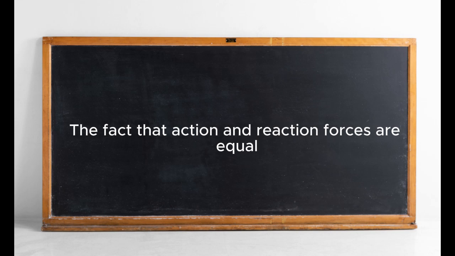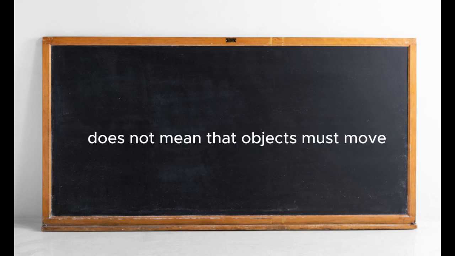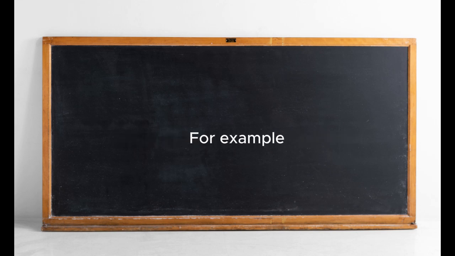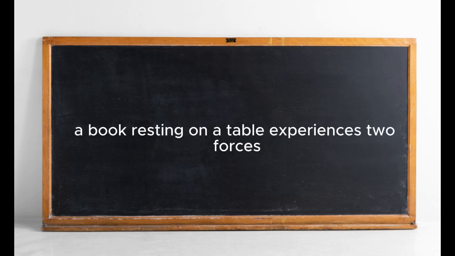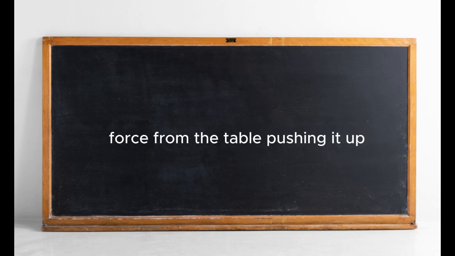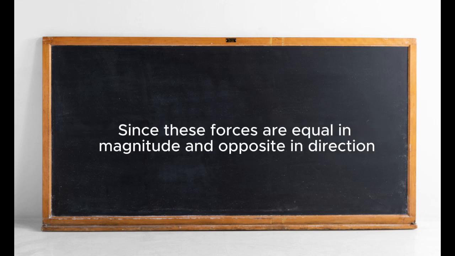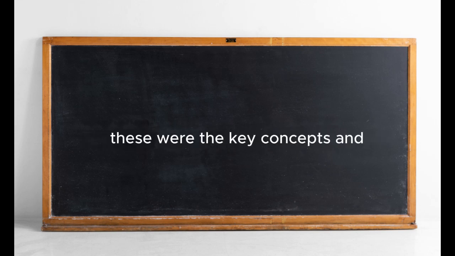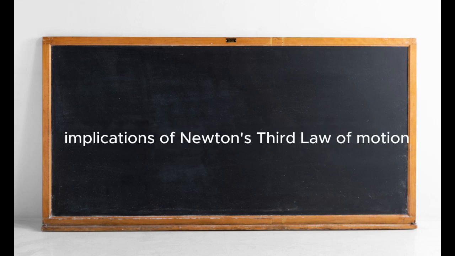2. No movement required. The fact that action and reaction forces are equal does not mean that objects must move. They can be in equilibrium when these forces are balanced. For example, a book resting on a table experiences two forces, the force of gravity pulling it down and the normal force from the table pushing it up. Since these forces are equal in magnitude and opposite in direction, the book remains at rest. It is not moving. So friends, these were the key concepts and implications of Newton's third law of motion.